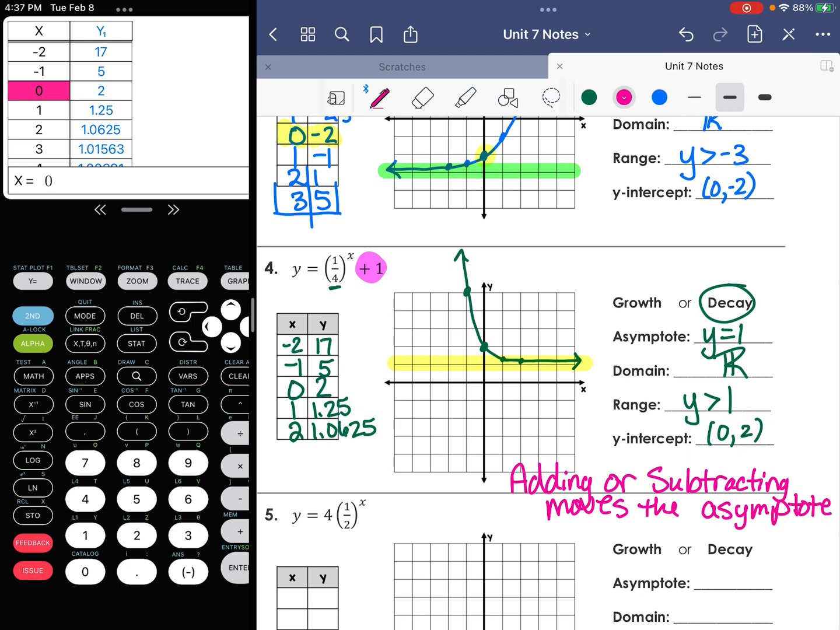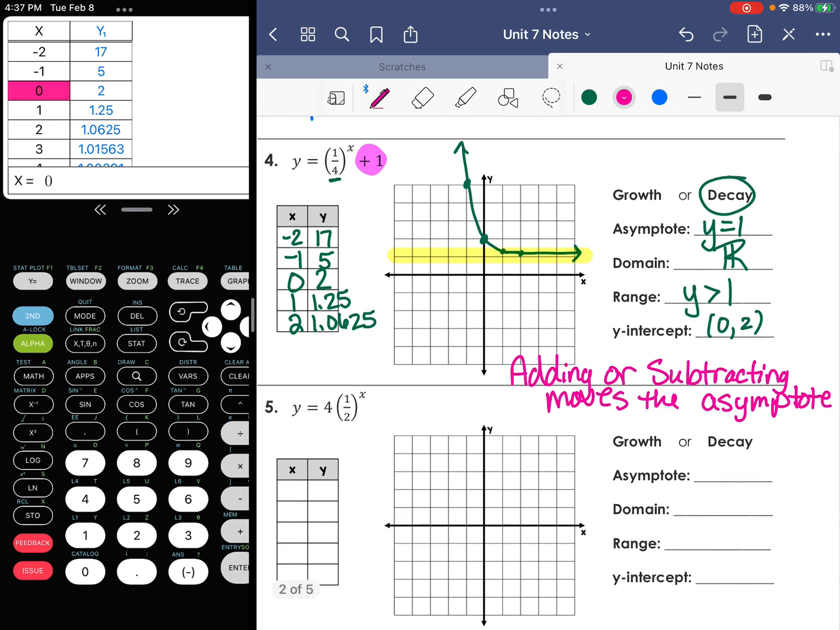Okay, so that's the only difference in these two and the two on the other side. That's why it's not y equals 0 when you're asked to identify it, because it's got this plus or this minus. Now, number 5 does not have a plus or minus. That means the asymptote is going to remain at 0.